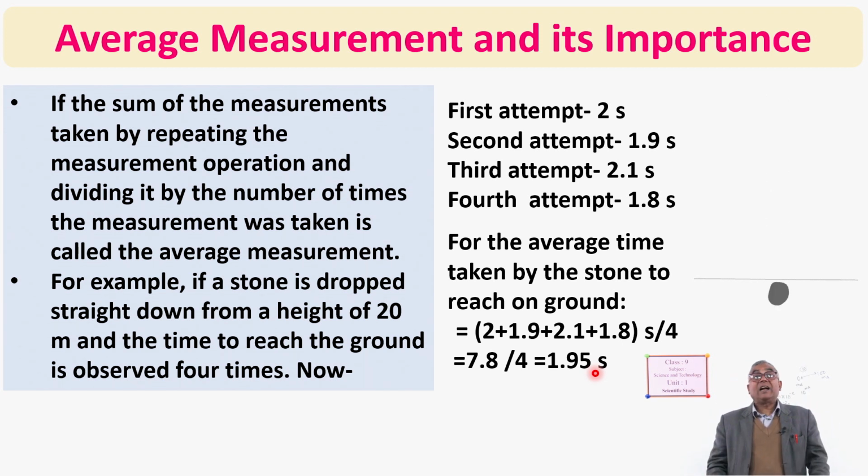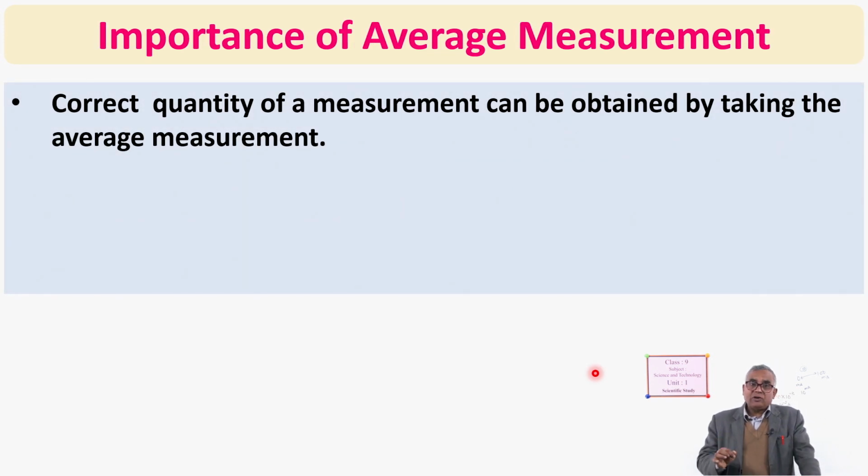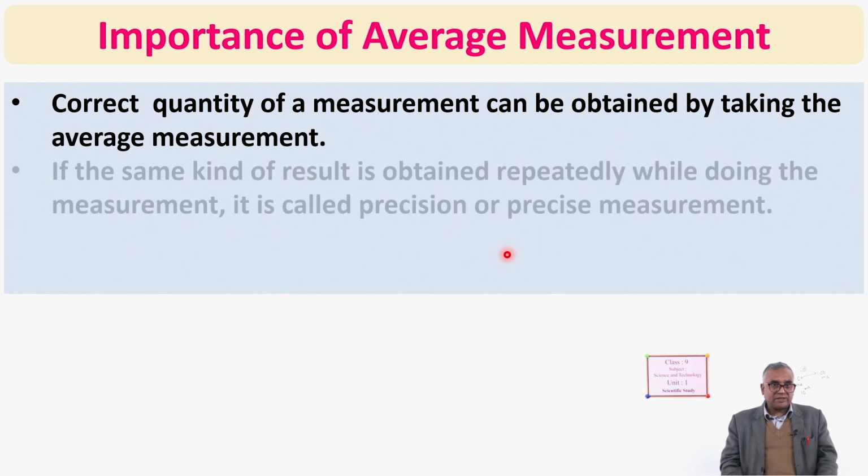In the same way, that's why we do experiments. We repeat the processes 4-5 times. It is the cause. What is its importance? The correct quantity of a measurement can be obtained by taking the average measurement. Yes, because sometimes we may get some errors, so it reduces the error.